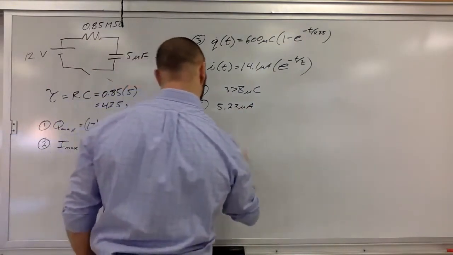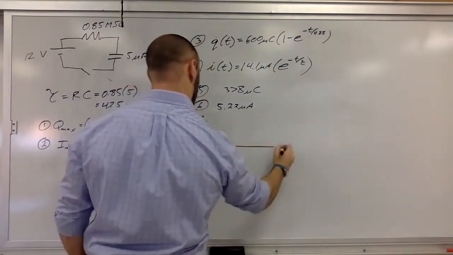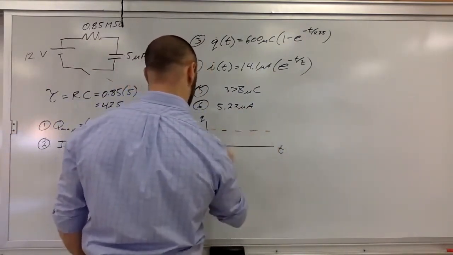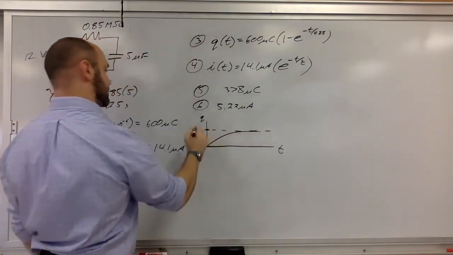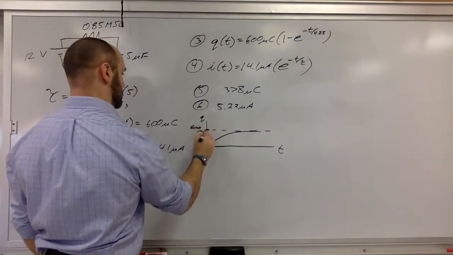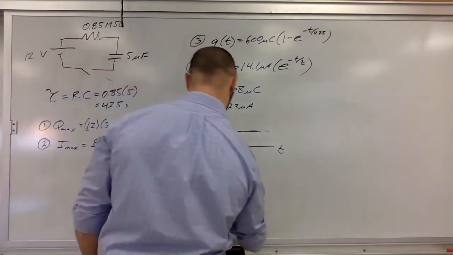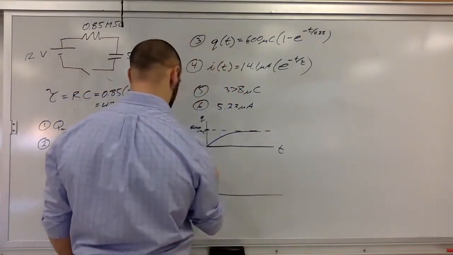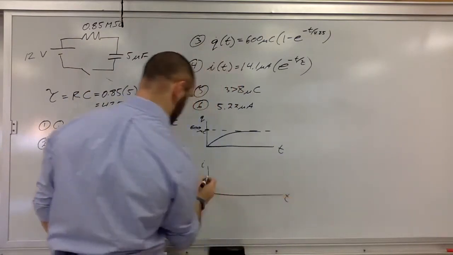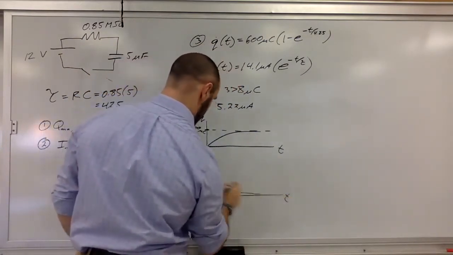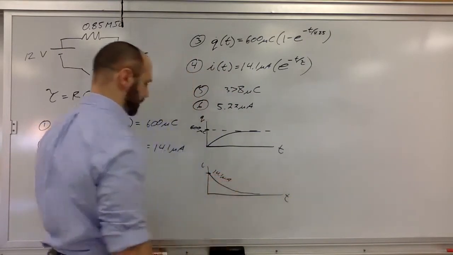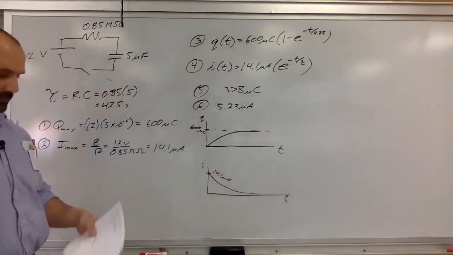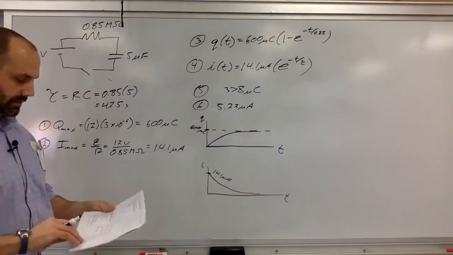So the graph of Q versus T charge looks like this. Okay, and this, Q max, is 600 microcoulombs. Okay, and then the current as a function of time is going to be decreasing, and this starts off at 14.1 microamps. Okay, so that's example 2.